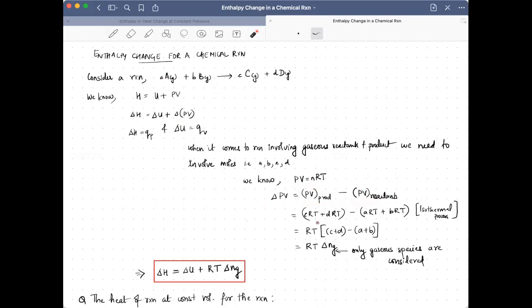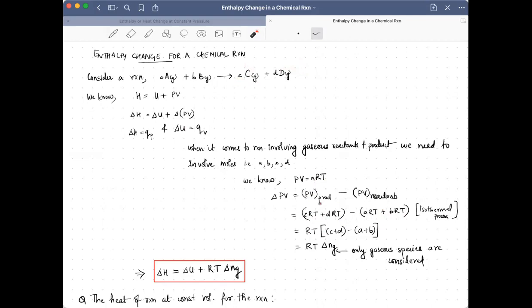Okay, so applying this to the product, we know the number of moles in the product as c for this particular product, that is capital C, d for this product, that is capital D. So accordingly, we can write the corresponding forms. So we have cRT, c represents the number of moles of the product capital C. So it's cRT plus dRT for the product side minus the reactant side. It is aRT plus bRT.